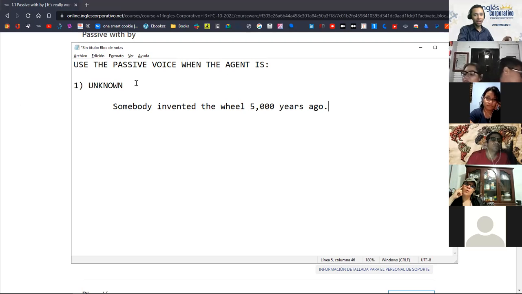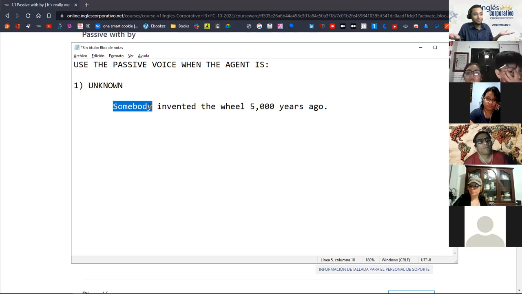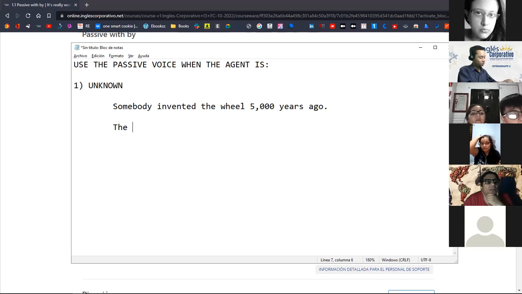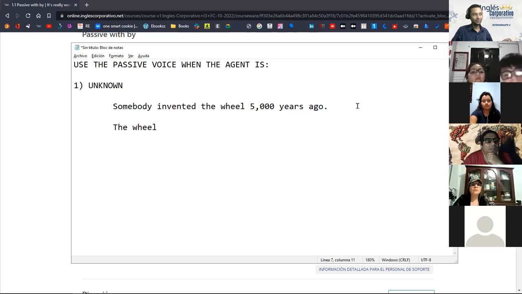You use the passive voice when the agent is unknown. That's why we say somebody, because we don't know who it is. It was one person a long, long time ago. So the passive sentence will be, bueno, ¿quién me dice? Mejor digan ustedes cuál es. What is the passive sentence? The wheel was invented by. Ajá, by somebody, right there. Ahí está el asunto. Como no sabemos quién es, entonces lo mejor es no mencionarlo.